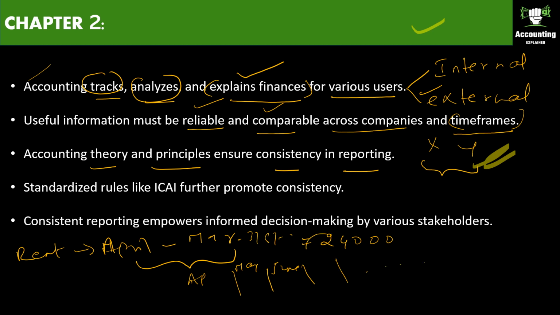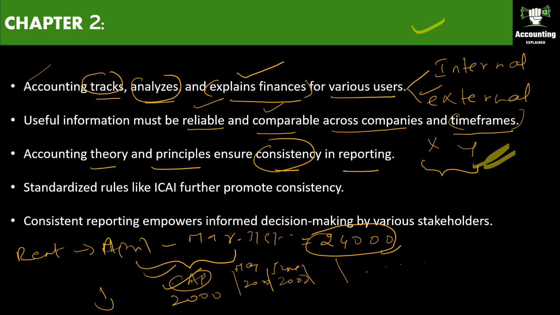We cannot take this 24,000 fully and decrease our profit in the April month. What we have to do is, we have to take 2,000 rupees for April month, 2,000 rupees for May month, 2,000 rupees for June month, etc. Okay, so that the profit for April month is not reduced drastically. If we take 24,000 fully in the April month, then the profit is going to be reduced. That is not correct, because we are not using the office space for the whole year in 1 month. Okay, only that month's rent can be taken for April month. So there should be consistency in reporting.